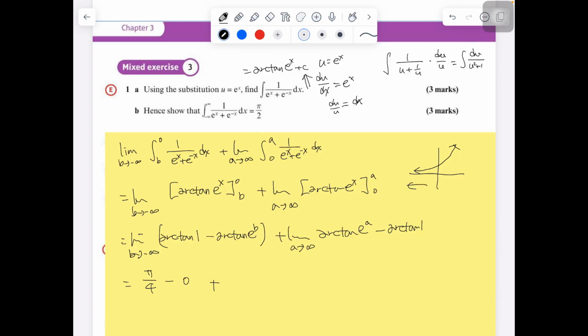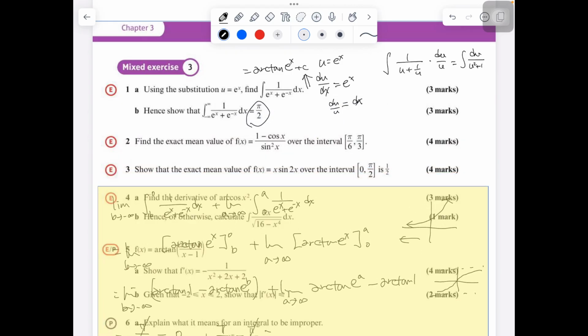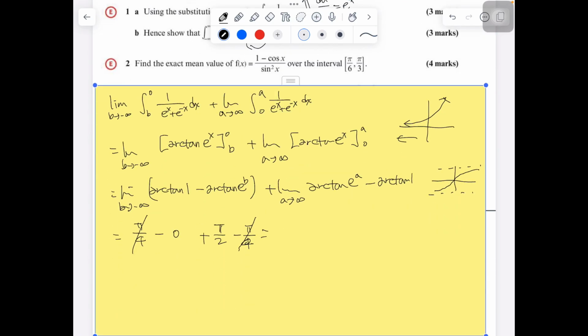When it goes to infinity, it is pi over 2, because arctan looks like this. So when it has the infinite input, it goes to the horizontal asymptote, which is pi over 2 minus pi over 4, sorry. So pi over 4, so the answer is pi over 2. So number 2, mean value.